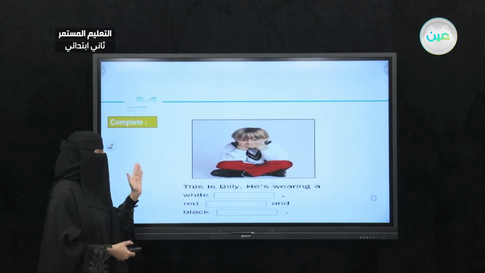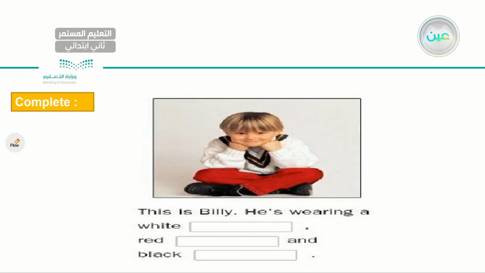Now, look at this picture and try to help me to complete the missing spaces. What is the boy wearing? What is he wearing? He's wearing what? Let's try to complete it. This is Billy. He is wearing a white what? What do you think? He's wearing a white shirt. Very good. He is wearing a white shirt.